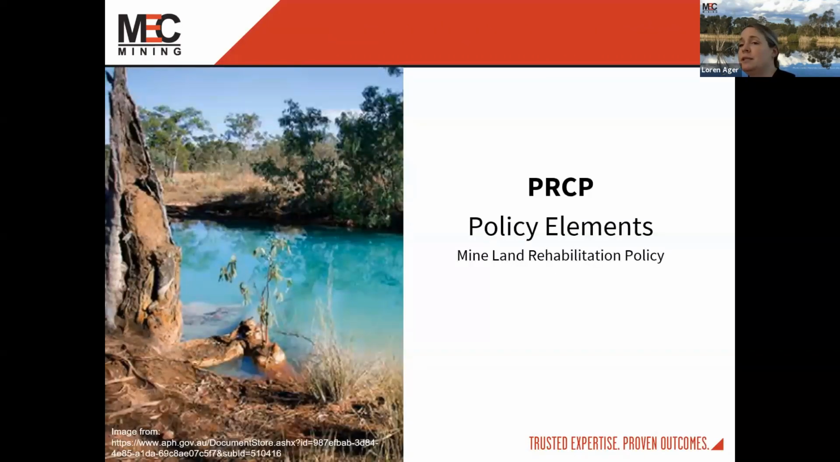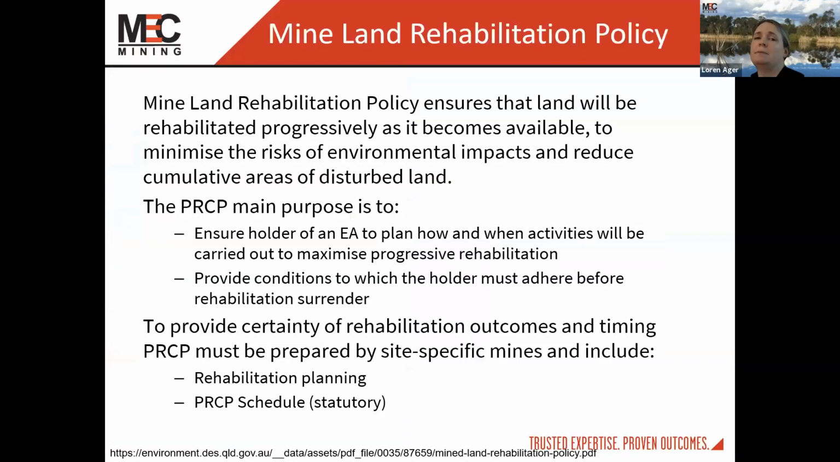This then resulted, as we just previously discussed, in the policy that was created, the Mineland Rehabilitation Policy. This meant that progressive rehabilitation was introduced, in order to reduce environmental impacts and reduce the cumulative areas of land that have been disturbed on a mine site. As we know, if you ever drive through Queensland, past any of the mine sites out there, you do see a lot of disturbed land which hasn't been rehabilitated and has often been put into care and maintenance.